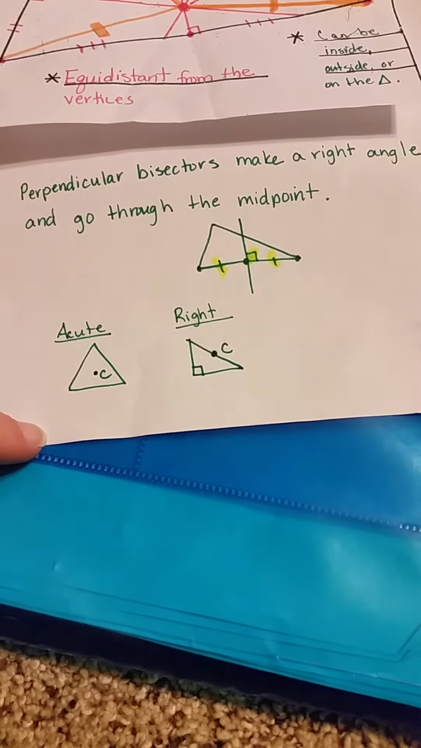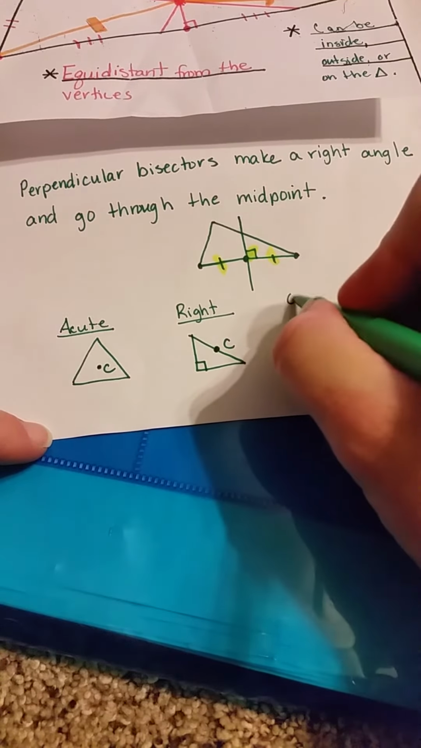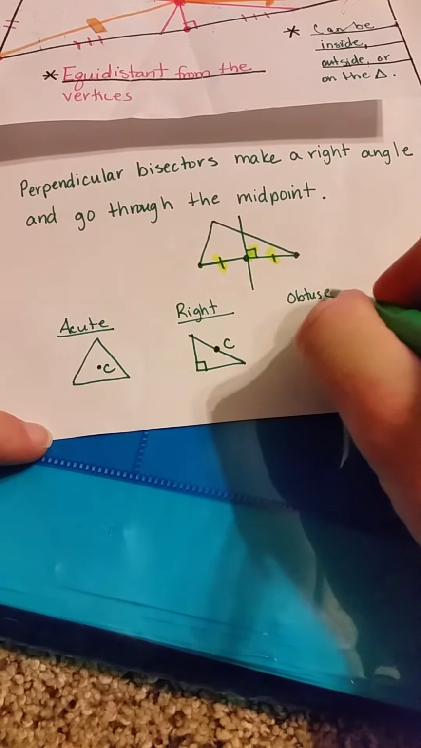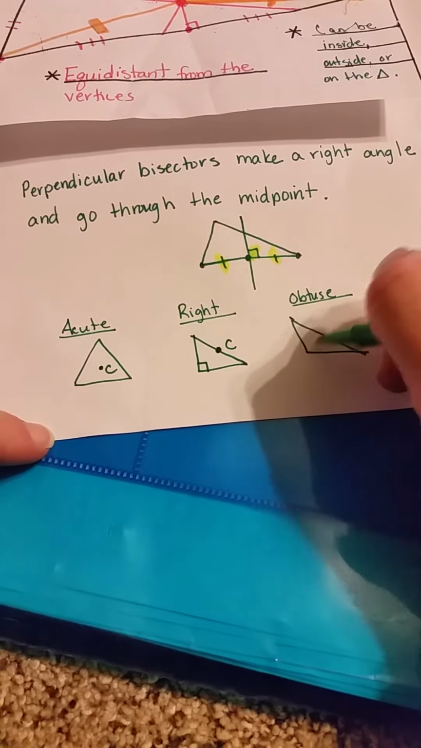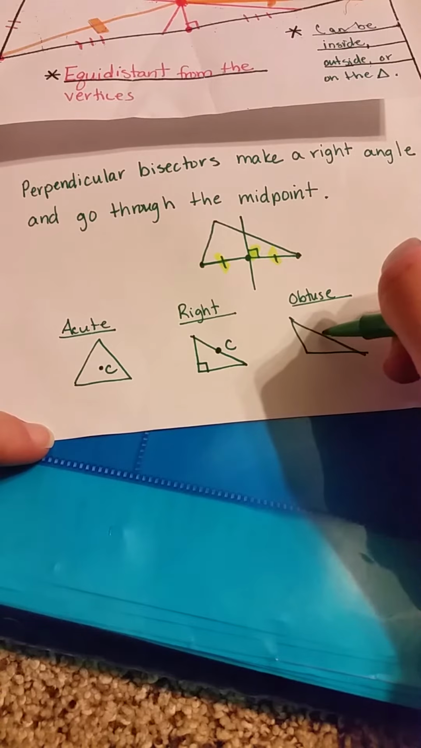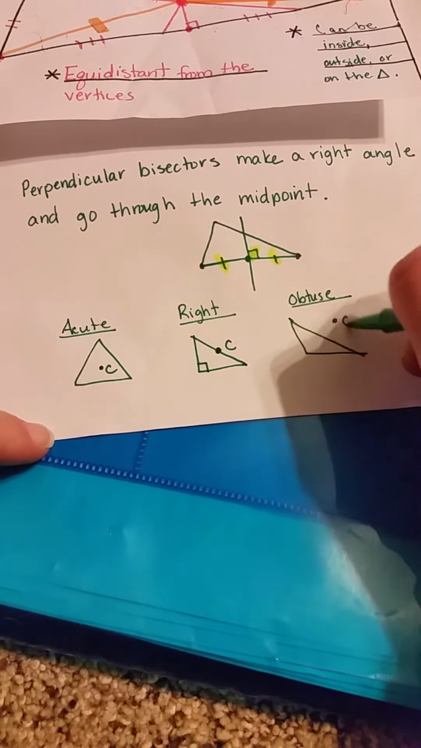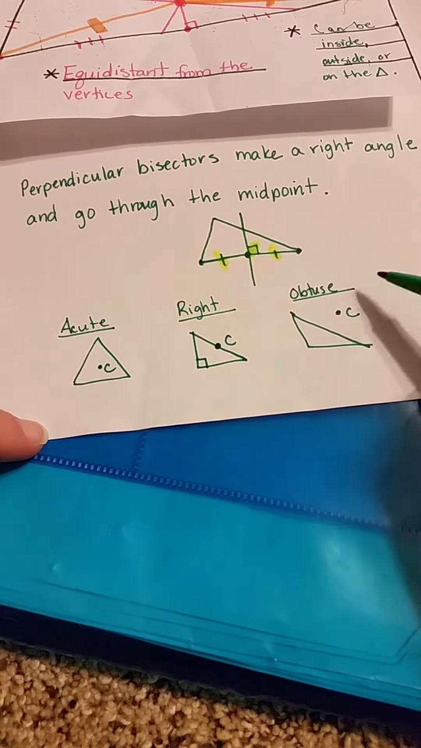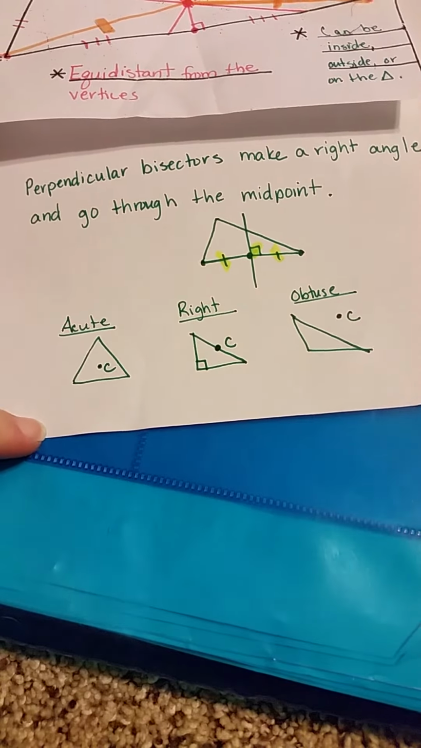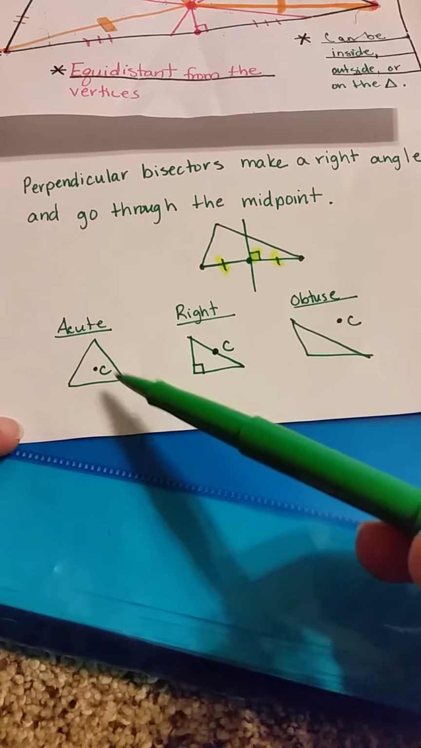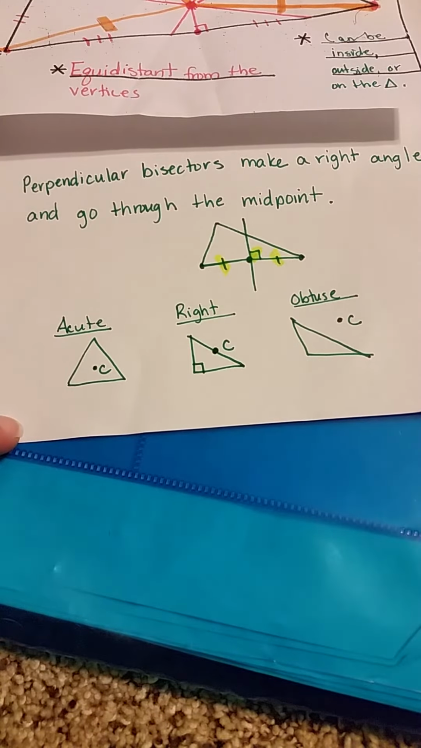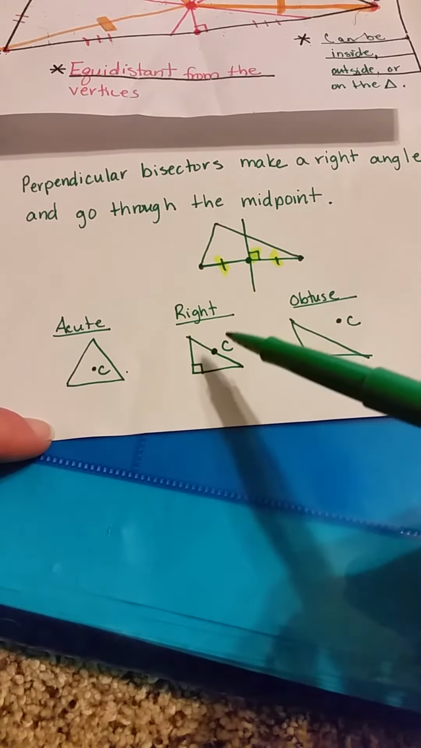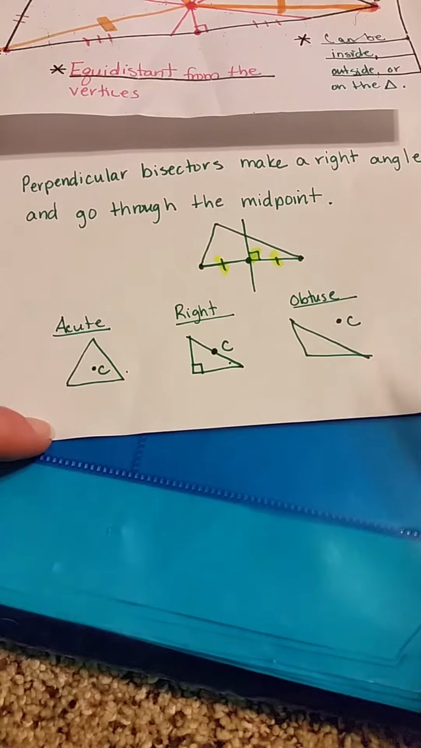Put a C beside that for circumcenter. And if it's an obtuse triangle, our circumcenter was here for the right triangle, then it gets pushed out further, and it's outside the obtuse triangle. Okay? So you need to know, based on what kind of triangle it is, these are the locations for the circumcenter. Inside the acute, on the right triangle, and outside the obtuse triangle.